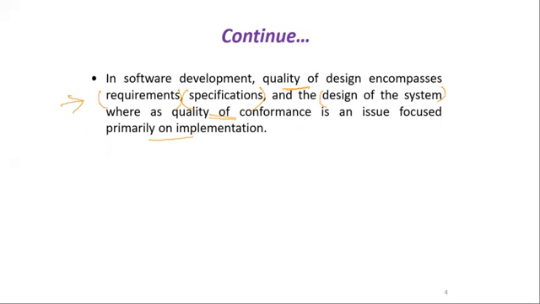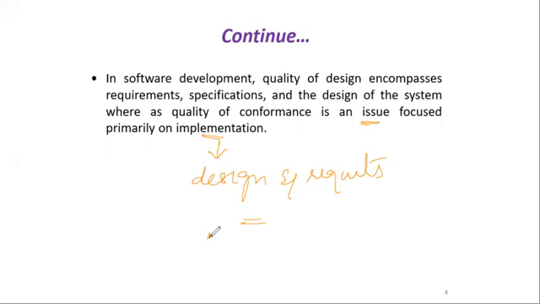So for this quality of conformance, the higher the degree of conformance, the higher the quality. This is how the quality of conformance becomes an issue for implementation. Now, if the implementation follows the design and the resulting system meets all the requirements, then the quality of conformance is going to be high. This issue can be resolved if the implementation follows the design and the requirements that the system needs to meet. So this is going to give you a high quality of conformance.